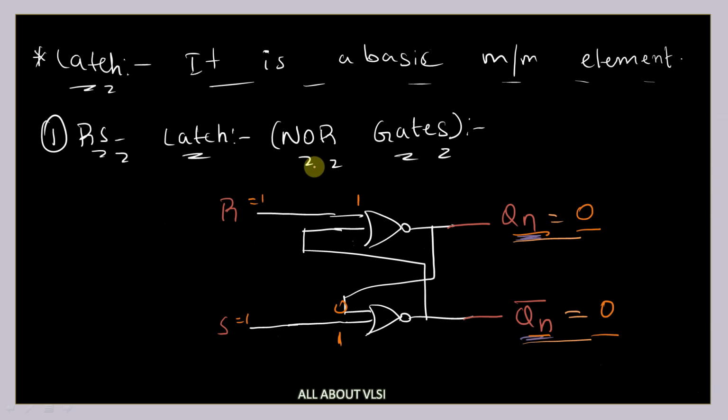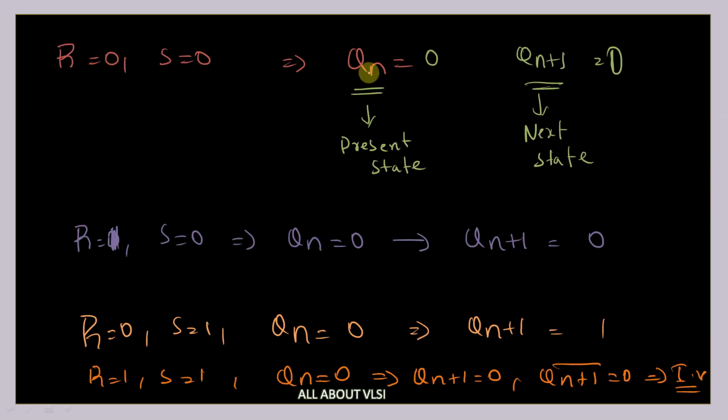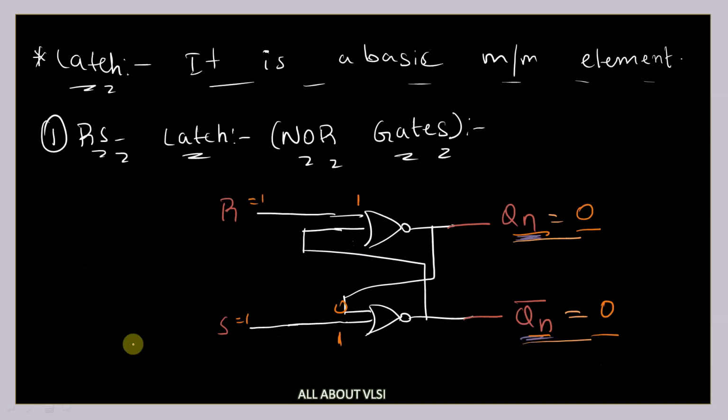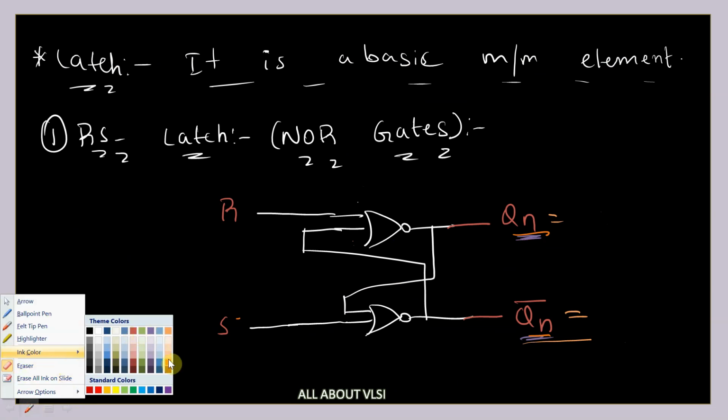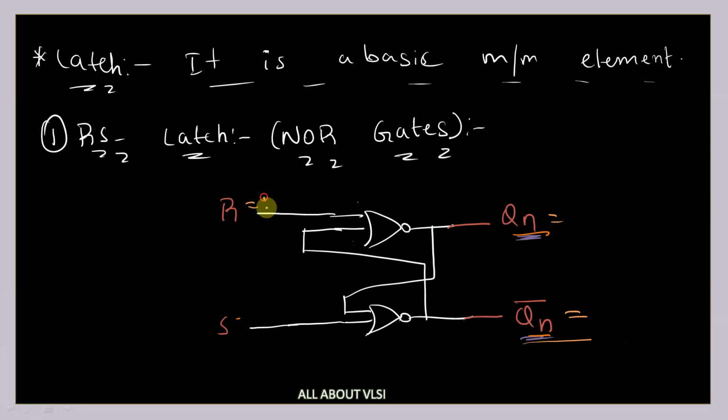Okay. So whenever your R is equal to 0 and S is equal to 0, your present state and next state are equal. Okay. And let's see one more scenario where R is equal to 1, S is equal to 0 and Qn is equal to 1. Let us see what is Qn plus 1. Okay. So let me erase this. So here R is equal to 1, S is equal to 0, Qn initial value is equal to 1 and that is Qn bar is equal to 0.